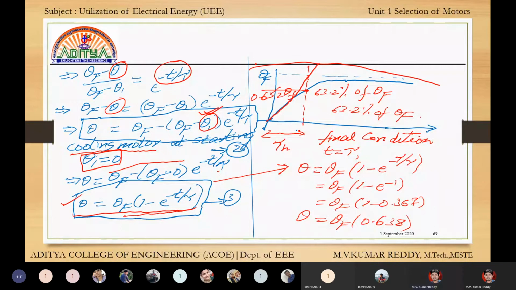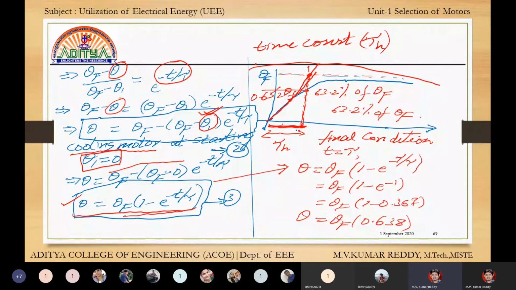In this graph, now we have to find a time constant, tau h. Tau h is the heating time constant. Now draw a tangent, and whenever this tangent cuts the final temperature, from that point draw a perpendicular line to the x-axis, and this value is called the time constant.